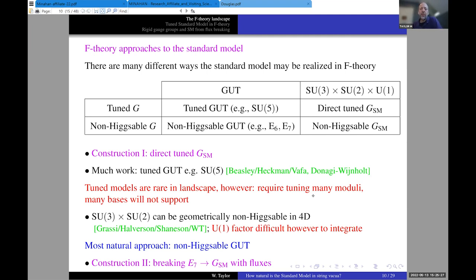We can get the SU3 and SU2 as a rigid gauge factor, as I've mentioned before. But it's difficult to integrate the U1 factors. So a natural approach is to try to take one of these rigid GUT groups.